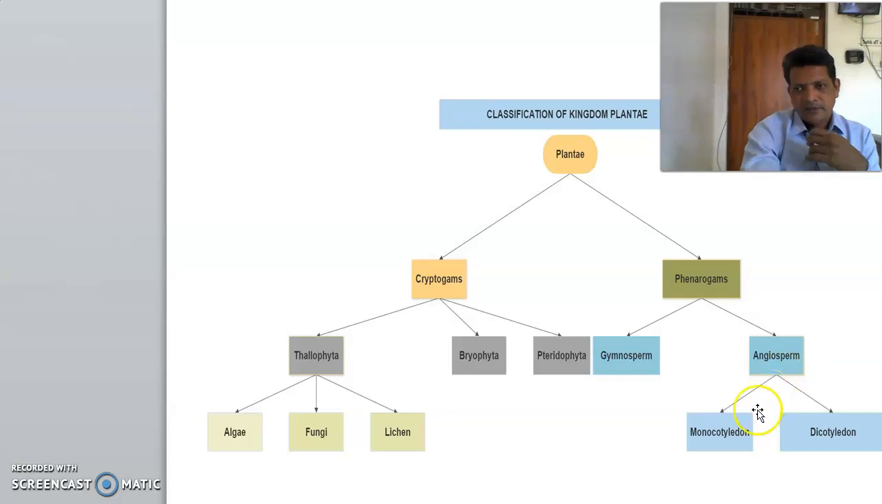Angiosperm is again divided into monocotyledon and dicotyledon. Monocotyledons and dicotyledons differ on the basis of the number of cotyledons. So what is a cotyledon? Cotyledon is a part of the seed.